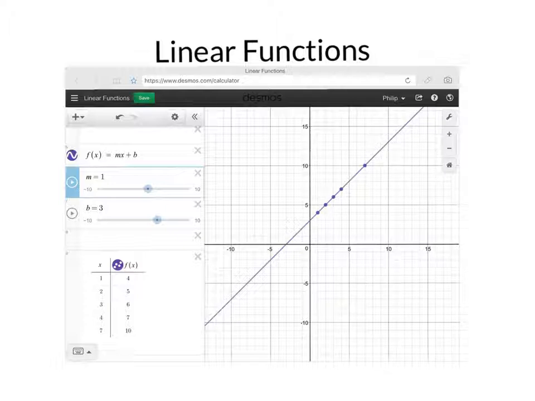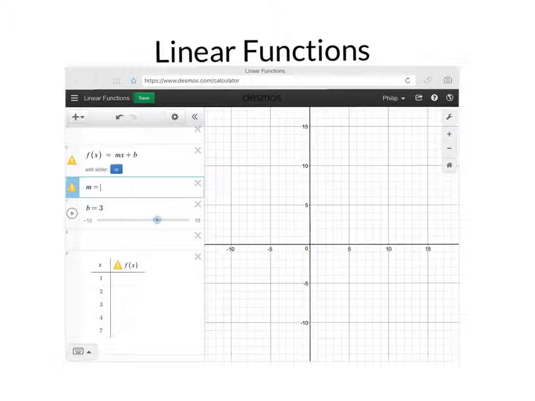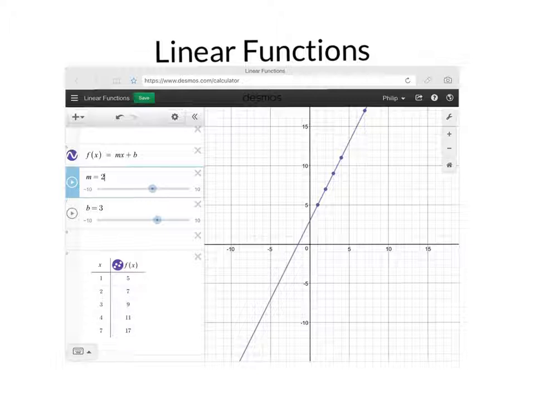So let's go over here and change our slope. Let's make our slope 2, and I want you to observe what happens to the values in our table. By making my slope 2, what I should see is every time my input goes up by 1, my outputs should go up by 2. Let's go ahead and check that. If I come down here, my input went up by 1, from 1 to 2, and my outputs went up by 2.